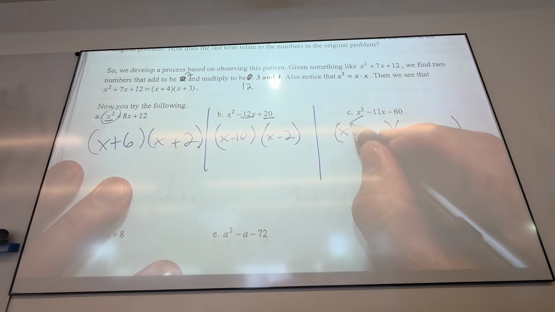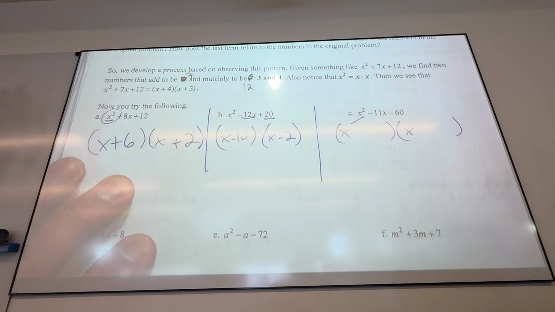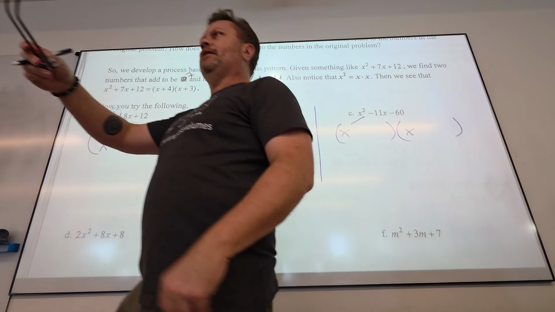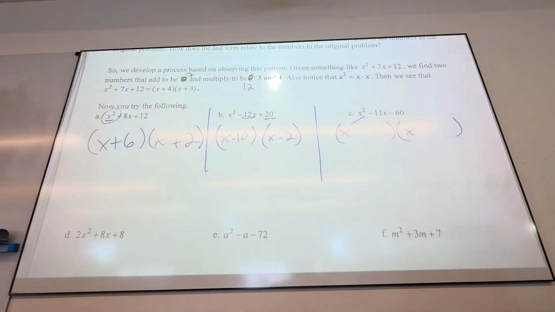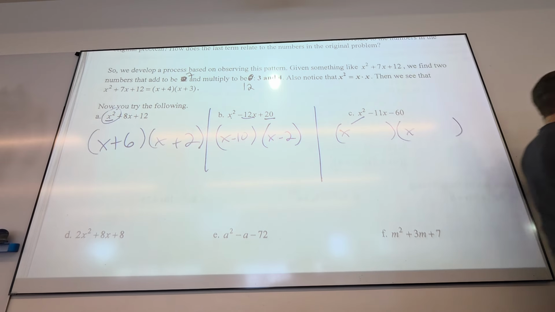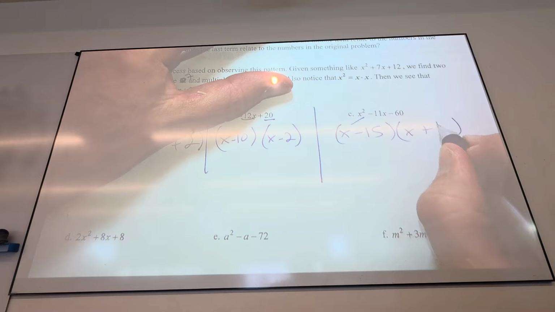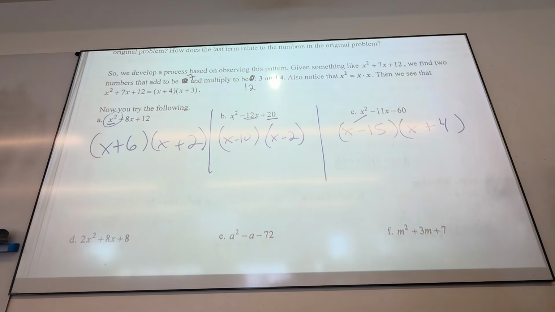Same thing here, x squared is x times x. I just need the numbers that make it work. What 2 numbers multiply to -60, add to be -11? This might have taken you a second. 15 and 4, thank you. Which one's got to be negative? Okay. Is everybody doing all right?